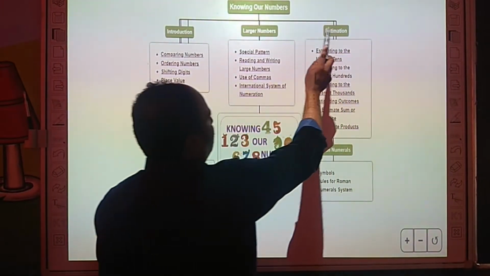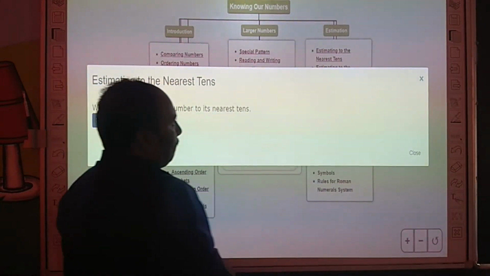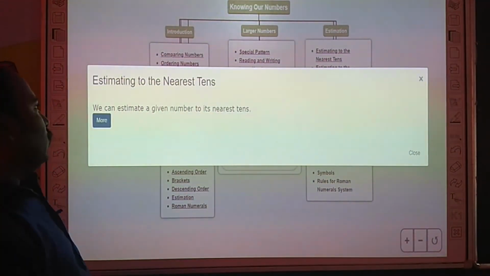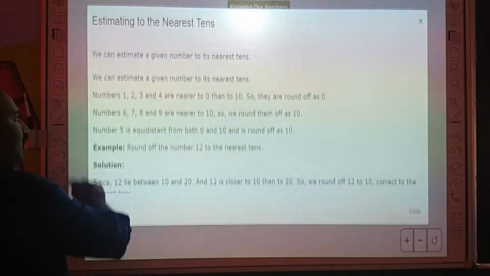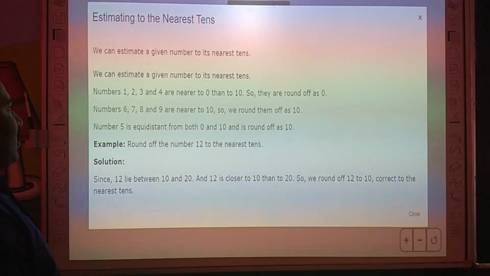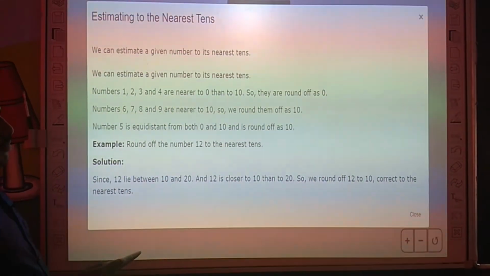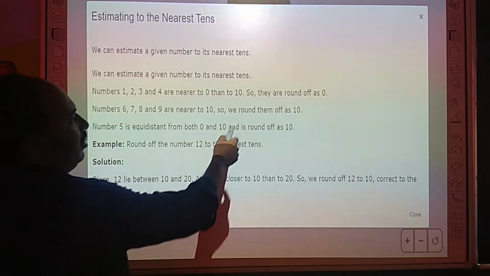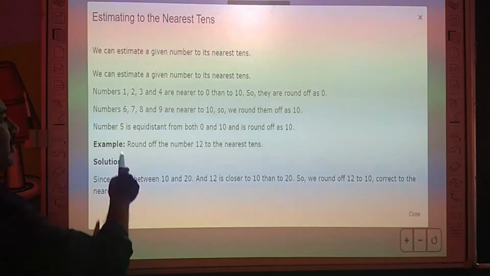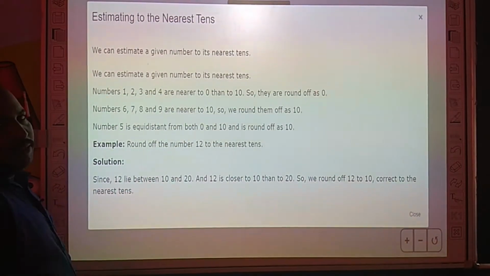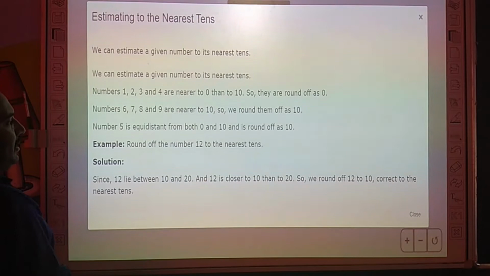The next one, estimating. Estimation is an approximate value. We can estimate a given number to the nearest 10. If the last digit is 1, 2, 3, 4, that is rounded down to the nearest 0. If it is 6, 7, 8, 9, that is rounded up to the nearest 10.